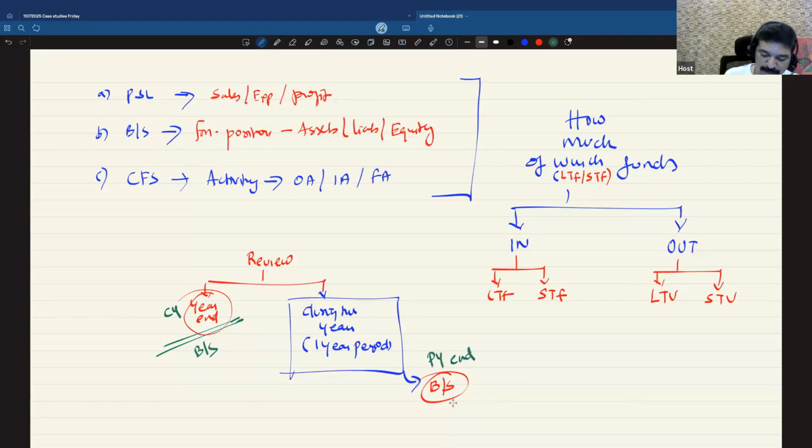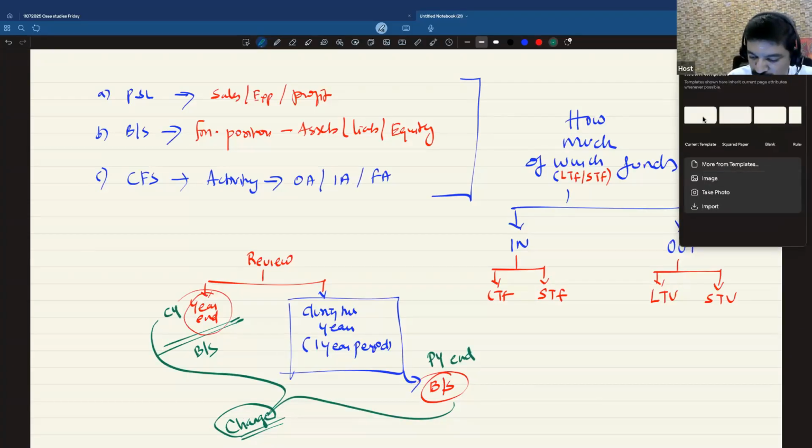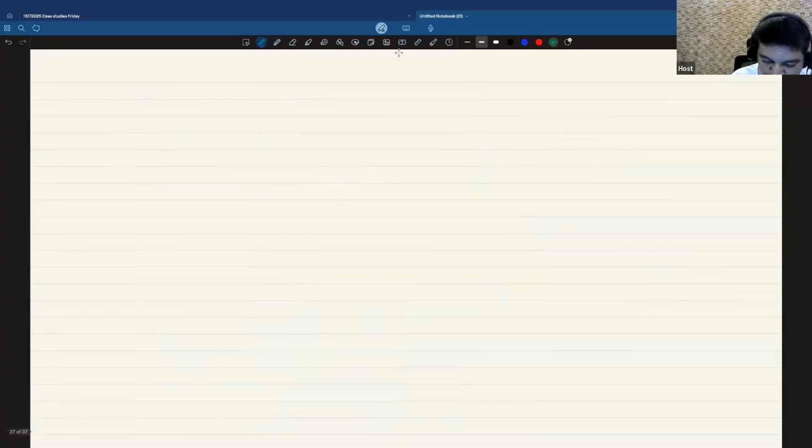So if you compare the current year end balance sheet with the previous year end balance sheet, automatically you will be able to understand the change that happened in this one year period. And if you start capturing that change and put it in a systematic order in the format of a fund flow statement, then easily you will be able to prepare the fund flow statement as well. Okay, so let me give you a picture. Look at this standalone balance sheet I'm going to give you.